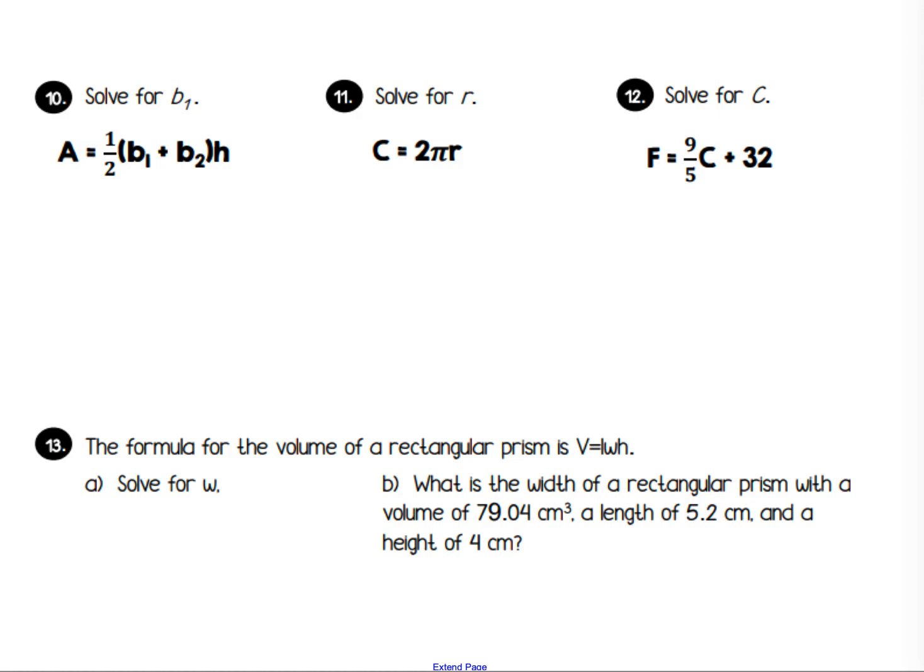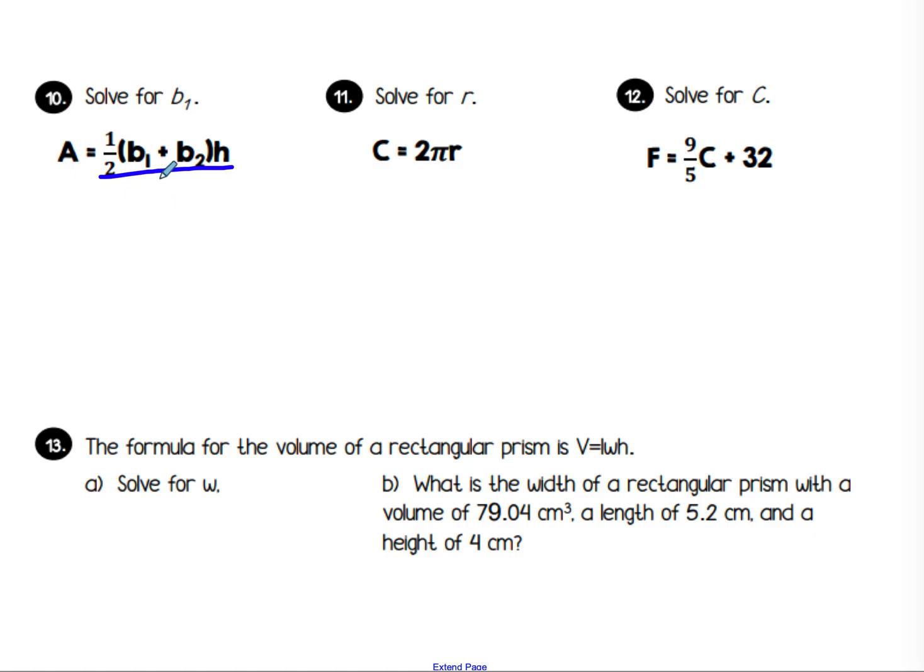All right, let's take a look at this next one. So solve for b with the subscript 1, b1. So this is our area formula for a trapezoid. We're going to solve for the first base. So area equals 1/2 times the sum base 1 plus base 2, times height. Normal order of operations would have us do the parentheses first. So because we're doing opposite operations, we're going to get rid of the parentheses last. We're going to get rid of the times 1/2 and the times height.